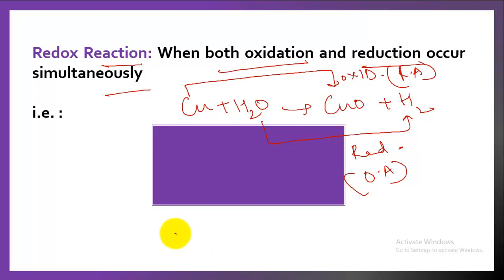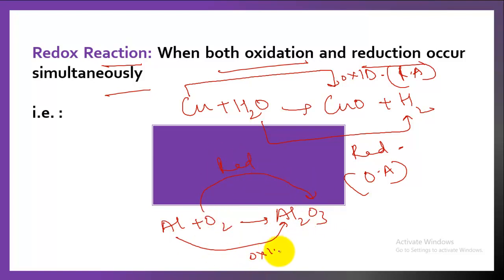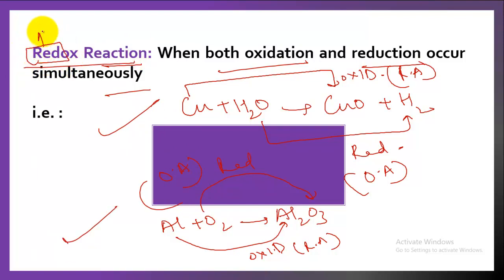And if we consider the electronic concept, we can take up the other reaction like Al plus O2 forms Al2O3. So in this, aluminium is getting oxidized and oxygen is getting reduced. And likewise, aluminium is a reducing agent and oxygen is the oxidizing agent. So all these reactions are redox because redox means RED, reduction is taking place, and simultaneously OX refers to oxidation is taking place. So this is redox reaction.